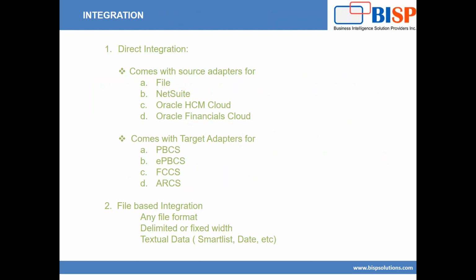So in the integration part, FDMEE Cloud comes with the following adapters. It comes with integration for file, NetSuite, HCM Cloud, and Financial Cloud. All of these four source systems can now be integrated using FDMEE. However, in target, we have PVCS, EPVCS, FCCS, and ARCS. These four target systems are now supported, or with these four packages, FDMEE comes pre-built.